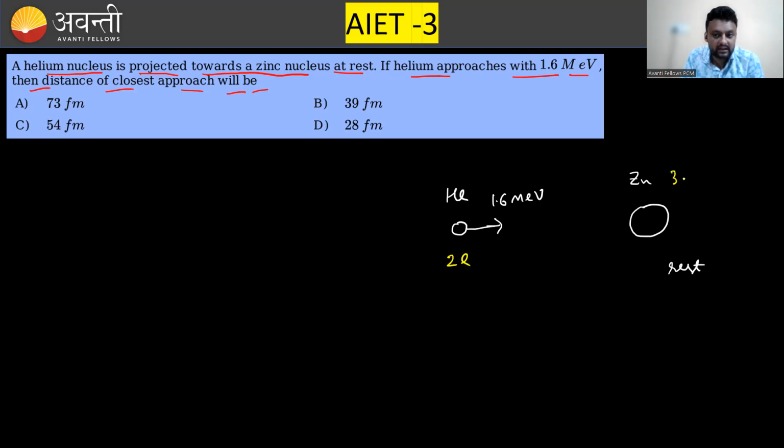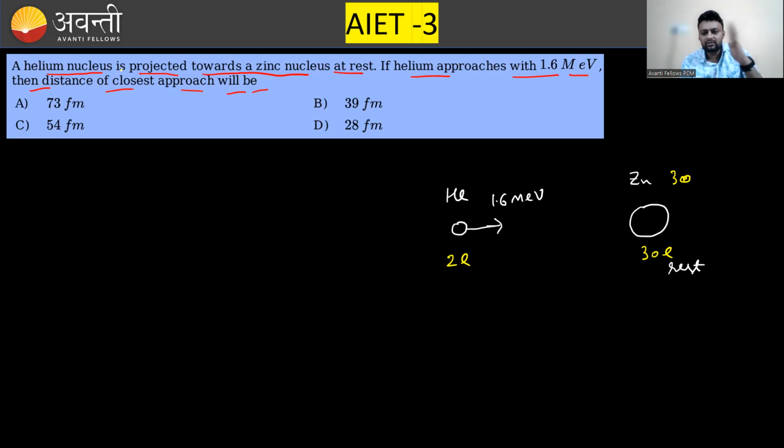Now, zinc has 30 protons in the nucleus. I hope you know the periodic table. So, what is the charge on its nucleus? Each proton has a charge 1.6 into 10 to the power minus 19 coulomb, which is generally denoted by small e. So, zinc will have 30e charge. Both the charges are positive.